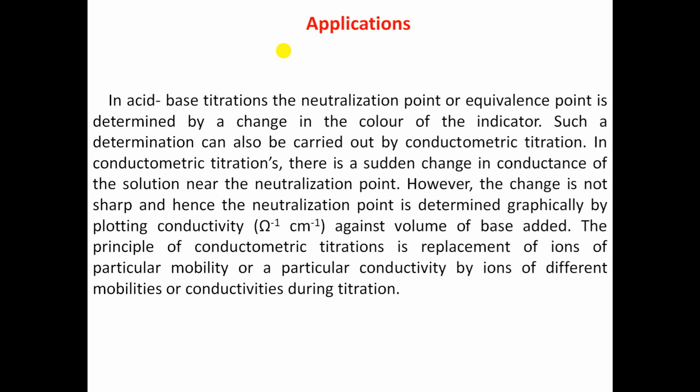The principle of conductometric titration is the replacement of ions of a particular mobility or conductivity by ions of different mobility or different conductivity. Here, an ion of a particular mobility is replaced by another ion having a different mobility. Because of that, conductance varies, and that conductance we note down here.